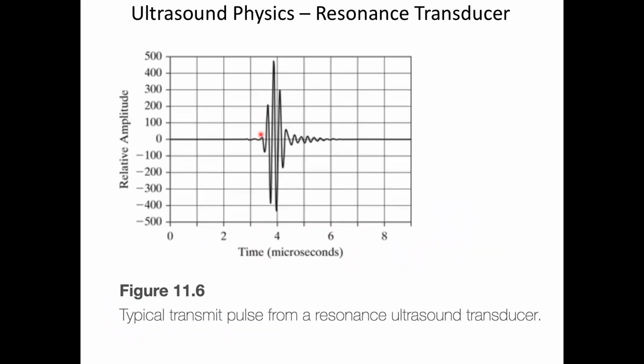So here's what a pulse looks like in time for a resonance transducer. So this is if you ping a piezoelectric crystal that actually has a resonant frequency, right? So when you ping that and see what comes out of it, this is the type of waveform that comes out of it, okay? And you can see there's a rapid increase to a maximum amplitude and then a kind of a decay envelope here. So the whole thing is only about a microsecond long, right?